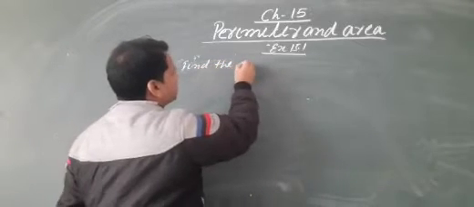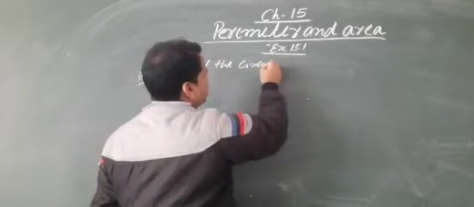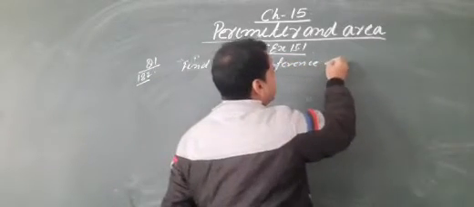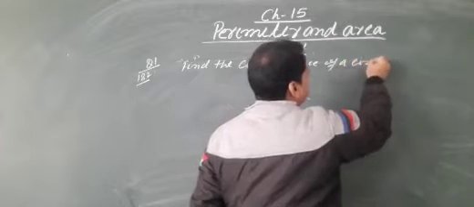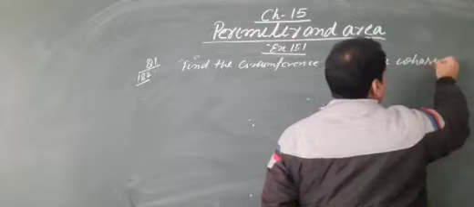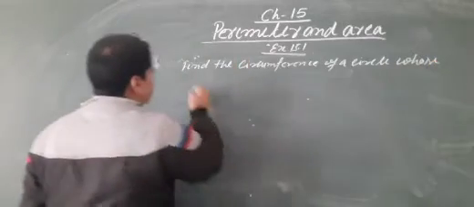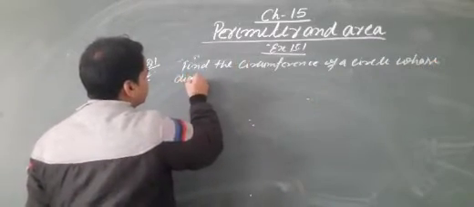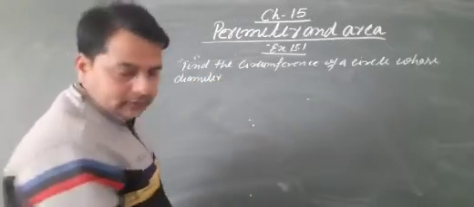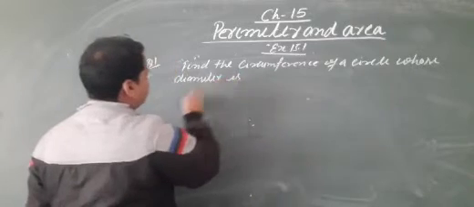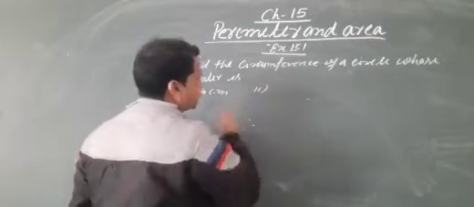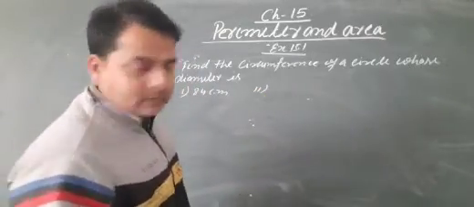Find the circumference of a circle whose diameter is, first, 84 centimeter, and now the second question is 91 centimeter.